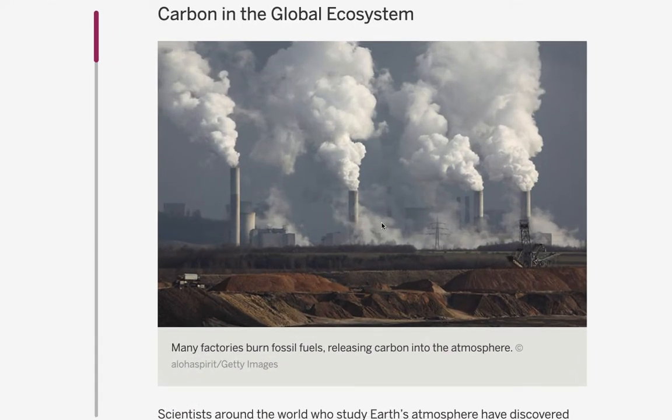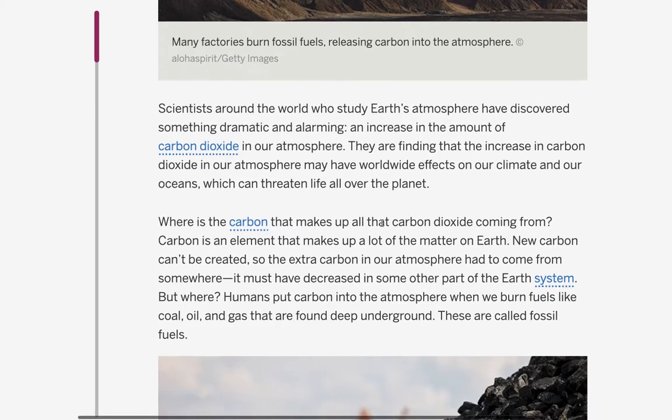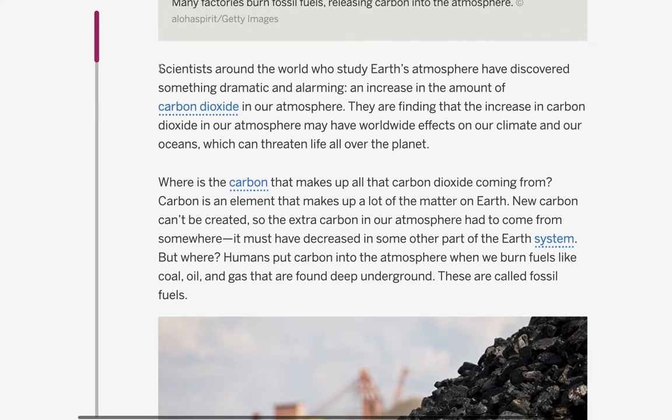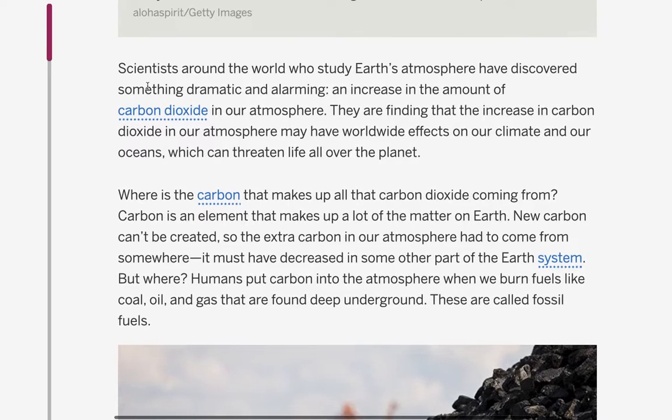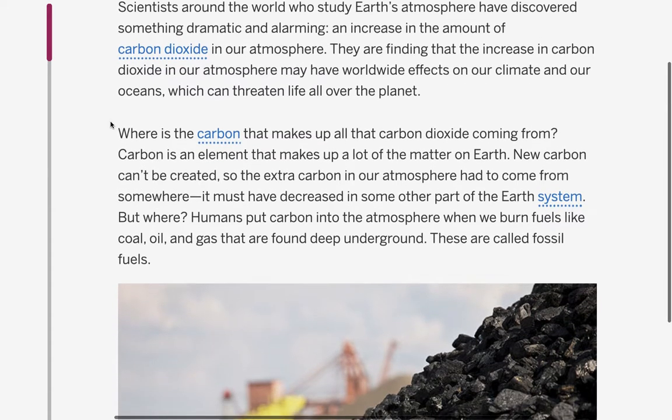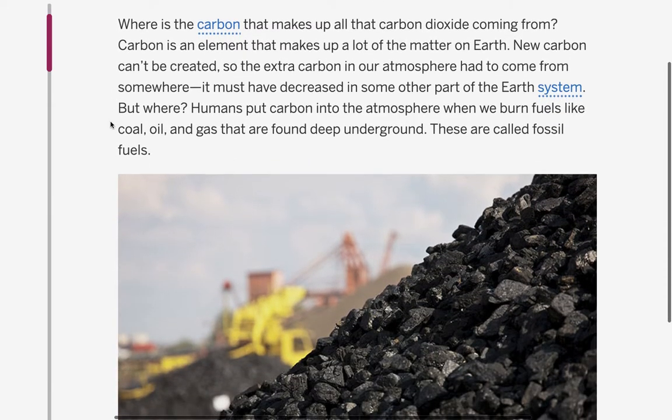Carbon in the global ecosystem. Scientists around the world who study Earth's atmosphere have discovered something dramatic and alarming: an increase in the amount of carbon dioxide in our atmosphere. They are finding that the increase in carbon dioxide in our atmosphere may have worldwide effects on our climate and our oceans, which can threaten life all over the planet.